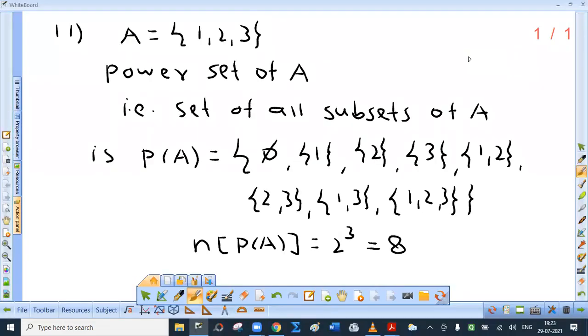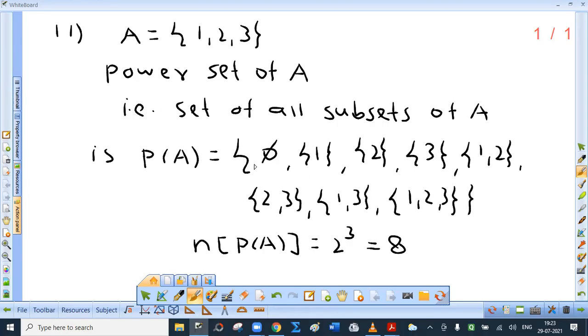11th, write down the power set of A equal to {1, 2, 3}. Now what is a power set? Set of all possible subsets is the power set. And see, if the number of elements is n, you may write down this. If in a set there are n elements, then the number of subsets is 2 raised to n. I repeat, number of elements in a set equal to n, number of subsets equal to 2 raised to n. So we expect how many? 2 cube, that is 8.